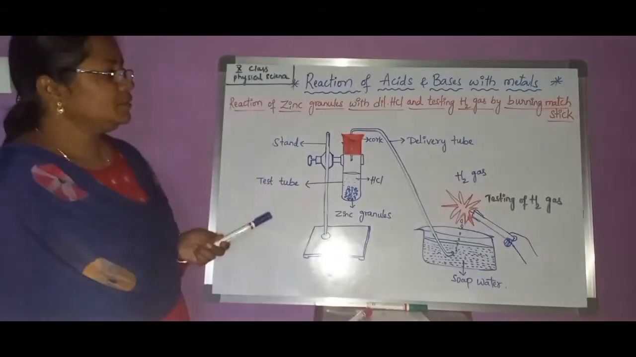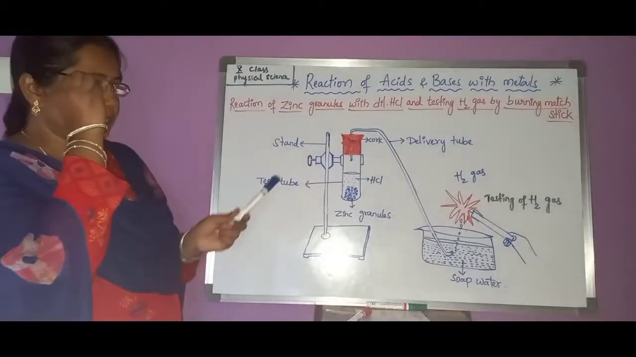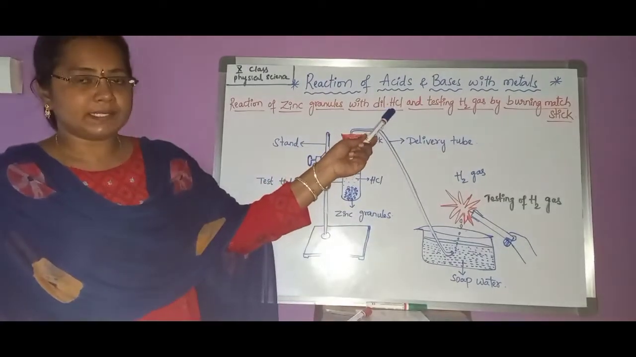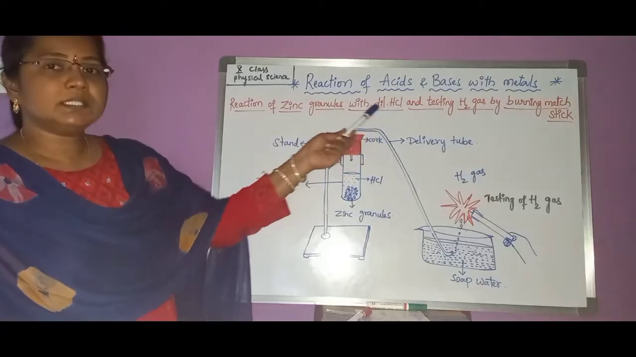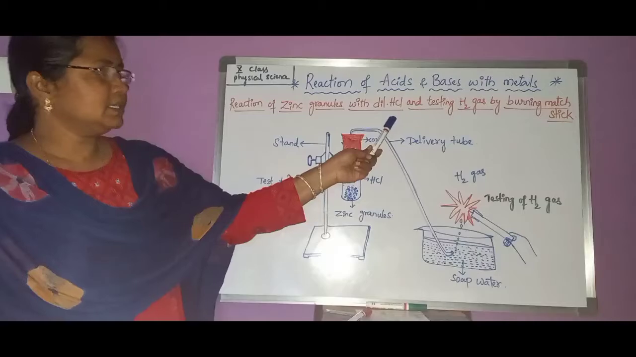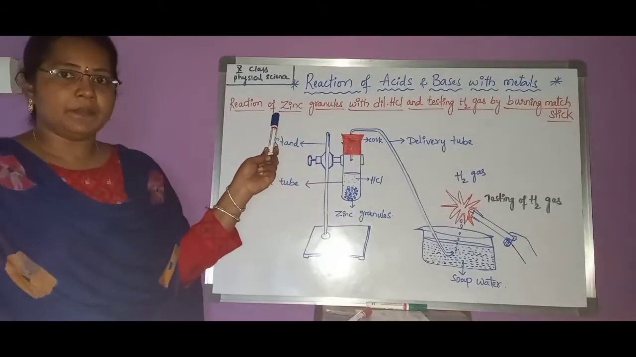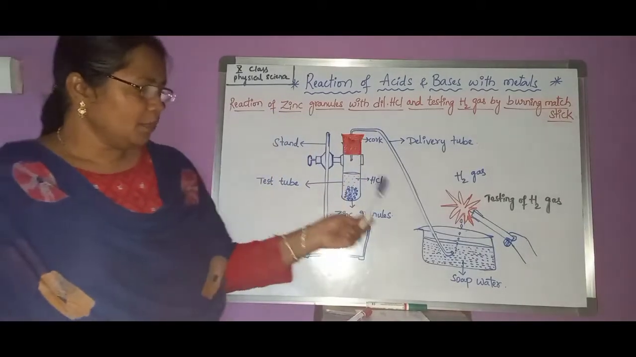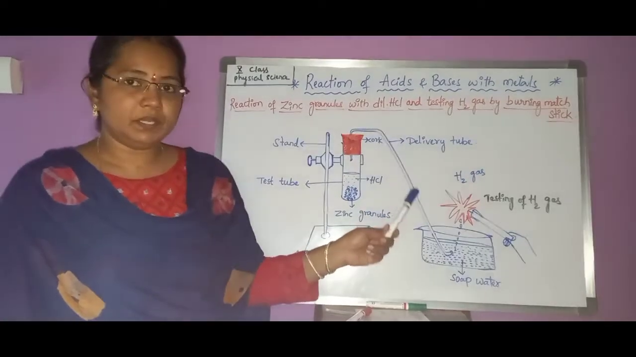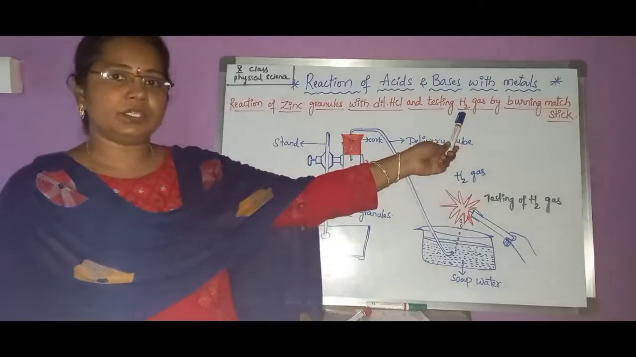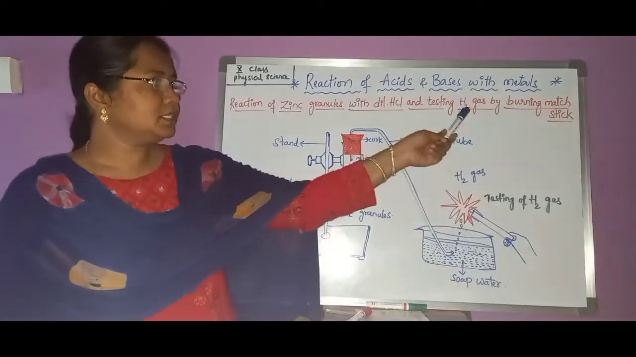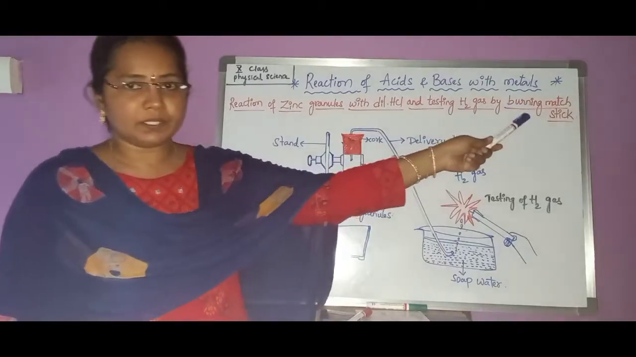So, in this activity, we are taking the acid, dilute HCl, whose name is hydrochloric acid. This hydrochloric acid is reacting with zinc granules. Zinc is a metal. So, upon reaction of hydrochloric acid with zinc metal, what is the product formed at the end of the reaction? One gas is formed here, and that gas is named hydrogen gas. And how can we test that the gas is hydrogen? Okay, we will see testing of hydrogen gas by burning matchstick also.